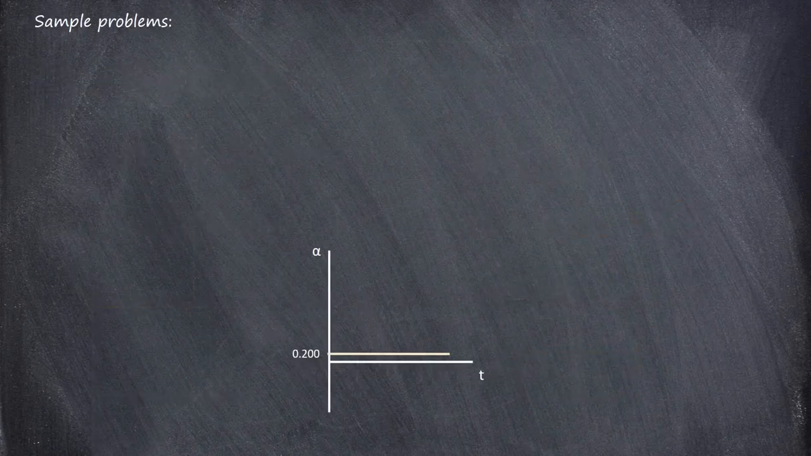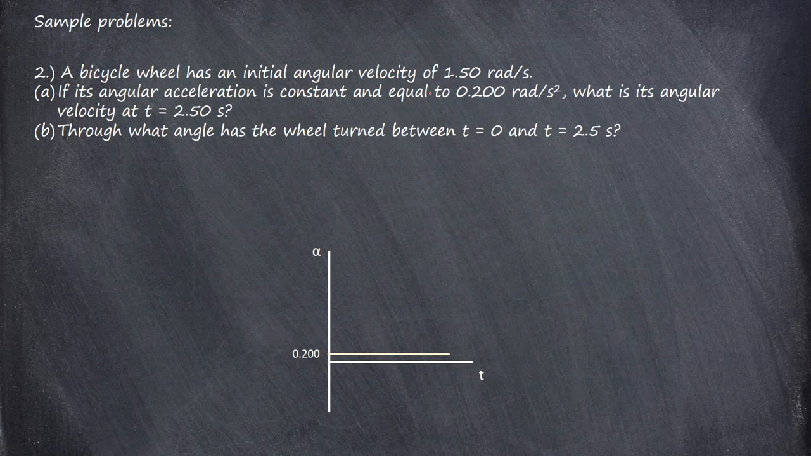Number 2. A bicycle wheel has an initial angular velocity of 1.5 rads per second. So I think there will be an acceleration now because we have an initial angular velocity and it's about to change. So if angular acceleration is constant and equal to 0.2 rads per second squared.